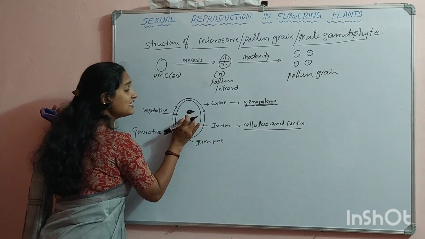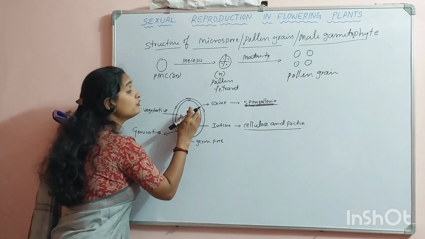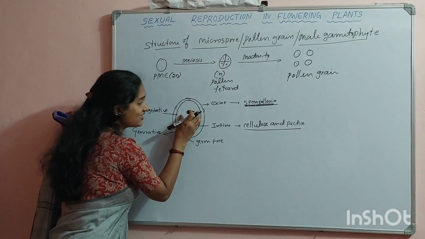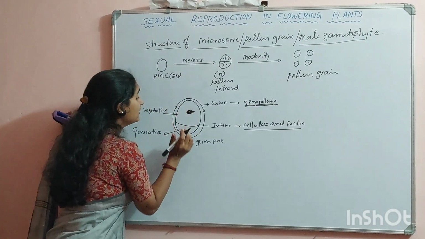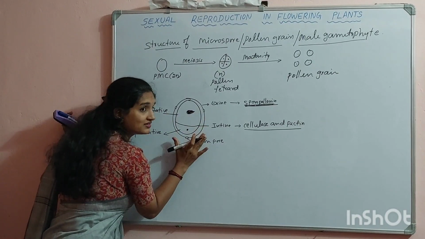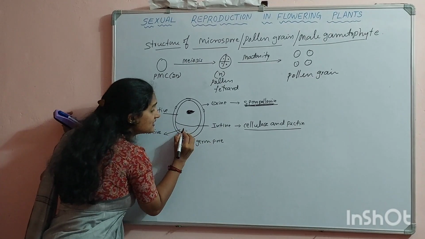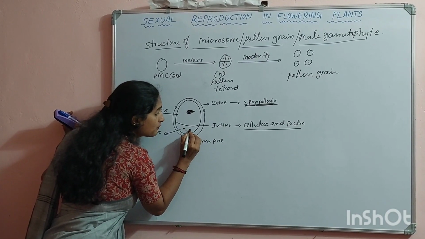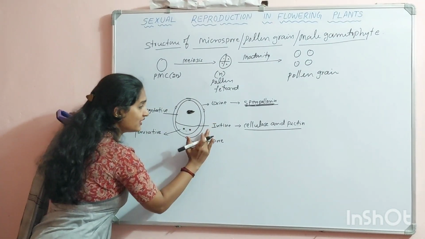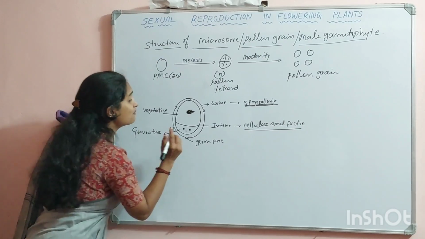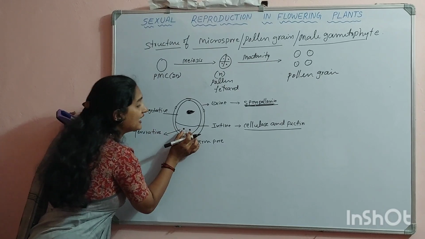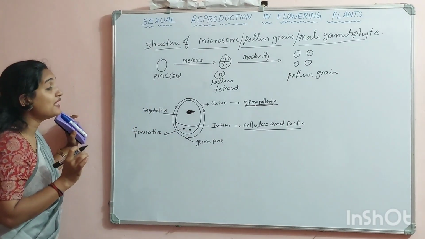The vegetative cell contains reserved or stored food material, and this stored food material is very much necessary for the development of the generative cell. As the pollen grain matures, the nucleus of the generative cell undergoes mitosis type of division to form two male gametes. On maturity, this generative cell divides to form two nuclei, and these two nuclei act as the male gametes.